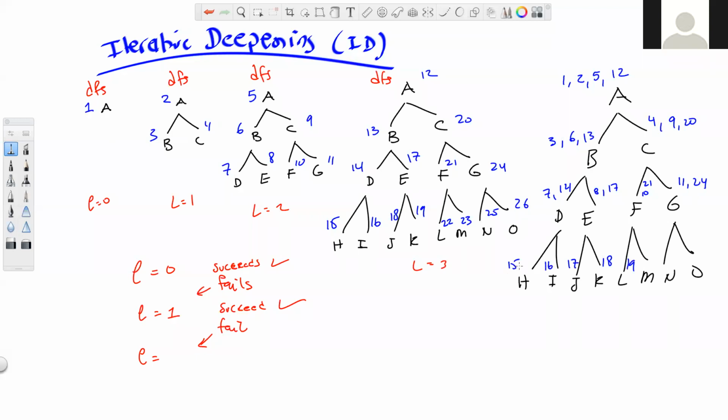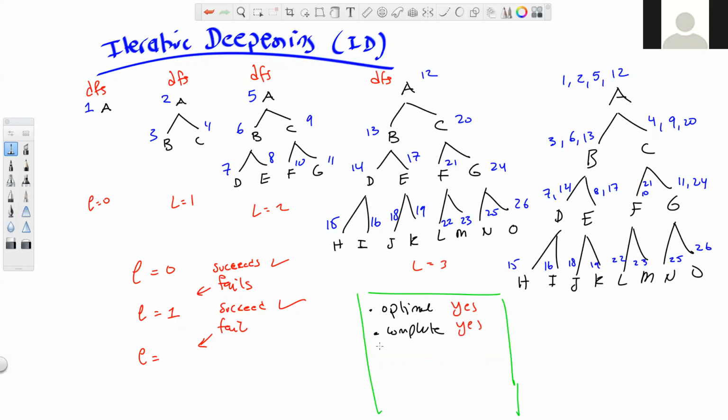Did I get it right? No, I got it wrong. Let's just do this. So I think this was 8, 16, 18, 19, 22, 23, 25, 26. Okay. So remember, I hope you're convinced with the fact that this is basically optimal. We say yes. It is complete. And here we say yes.